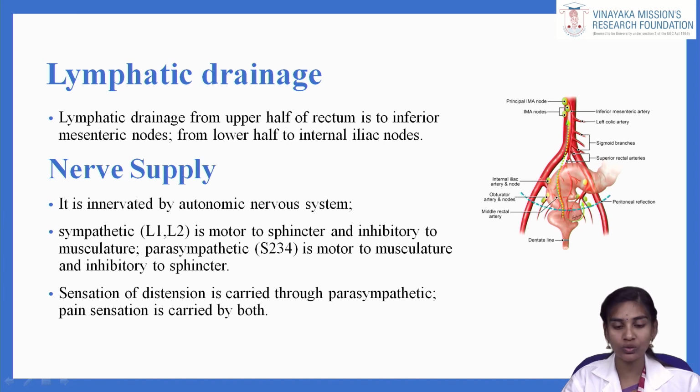Sympathetic is motor to the sphincter and inhibitory to the musculature. Parasympathetic is motor to the musculature and inhibitory to the sphincter. The sensation of distension is carried through the parasympathetic. Pain is carried by both the sympathetic and parasympathetic nervous systems.